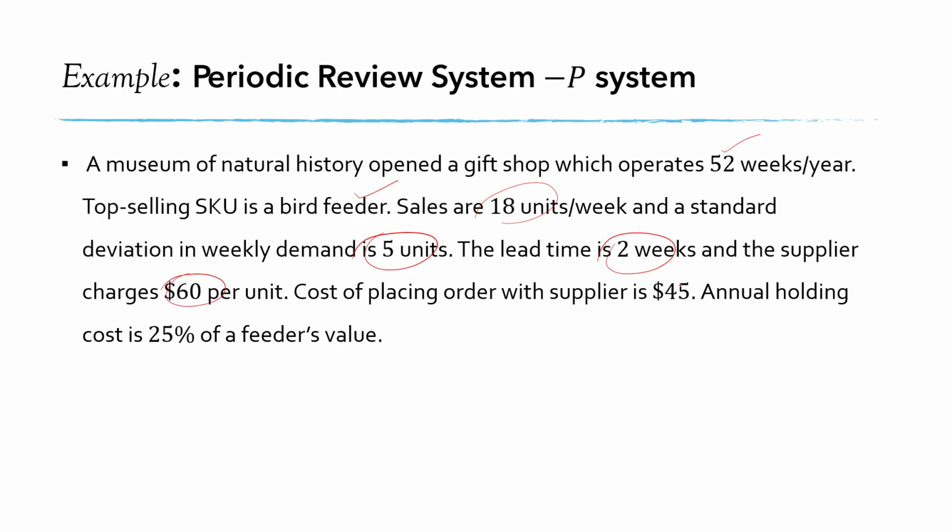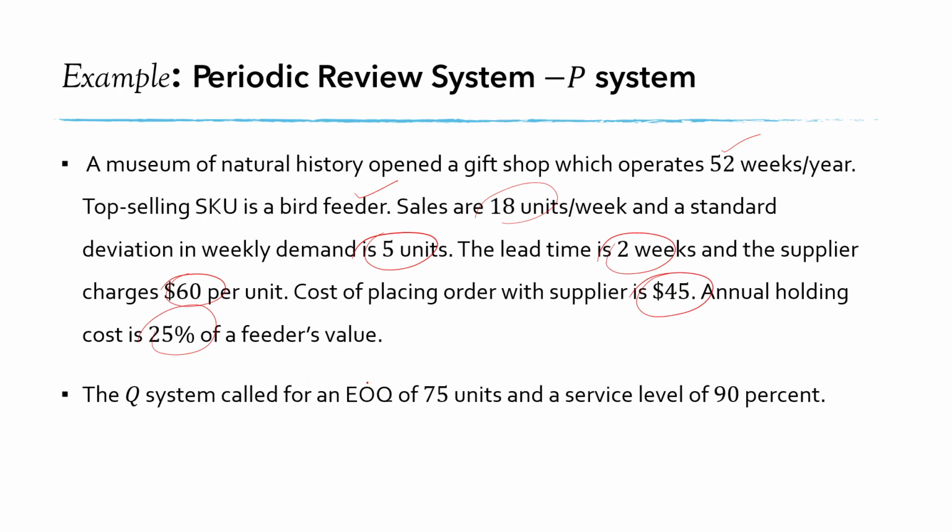Cost of placing an order with the supplier is $45, and the annual holding cost is 25% of a feeder's value. The Q system called for an EOQ of 75 units and a service level of 90%. As an operation manager, you are required to figure out what is the equivalent P system or periodic review system.